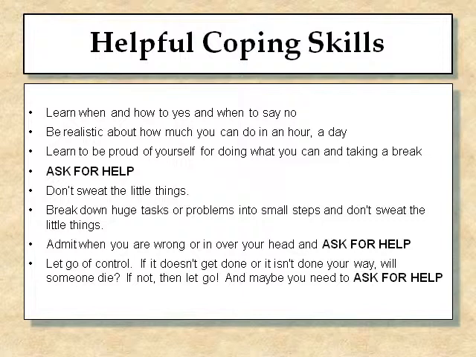So that leads to letting go of control. You need to ask yourself, if it doesn't get done or it doesn't get done my way, is someone going to die from this? If someone's not going to die, it might be important to think about letting go. If someone is going to die, definitely need to ask for help. But maybe you need to ask for help anyway.